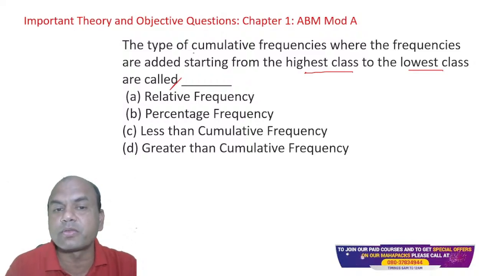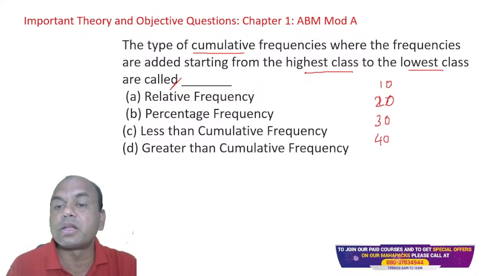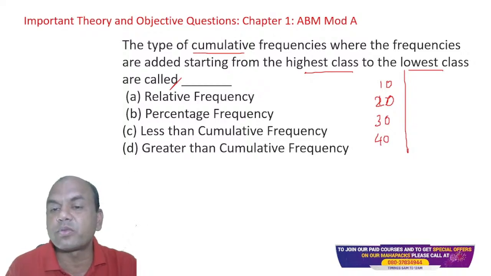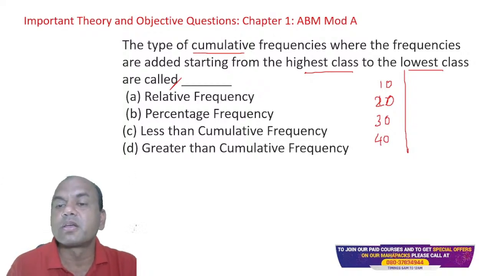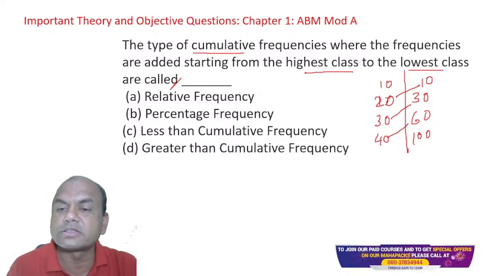Firstly, what is cumulative frequency? What is the meaning of the word cumulative? Suppose I write 10, then 20, then 30, 40, and I go on writing. Now what is the cumulative figure? Cumulative means addition of all these before this number. So the cumulation of 10 is 10 only. Cumulation of 20 is 20 plus 10, 30. Cumulation of this is 30 plus 30, 60. 60 plus 40, 100. So cumulative means addition of all these numbers before.